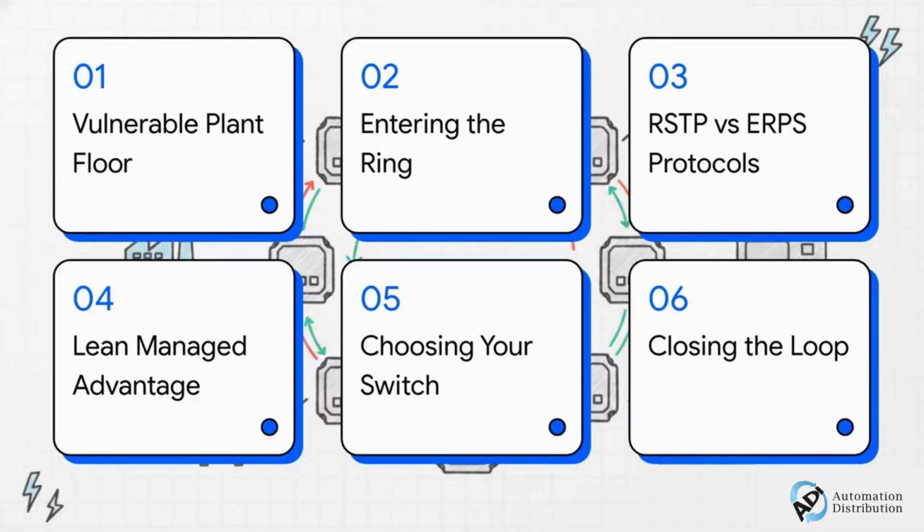All right, here's our roadmap for today. We'll start with the vulnerable plant floor, move into the ring network solution, compare RSTP and ERPS protocols, check out the lean managed advantage, figure out how to choose your WAGO switch, and finally, close the loop. We've got a lot of ground to cover, so let's get into it.